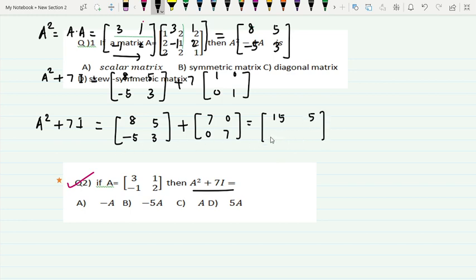This will be minus 5, and this is 10. So you can take 5 common from here. If we take 5 common, what will we get here? 3, 1, minus 1 and 2, which is the given matrix A. So we will get 5 into A. That means the option here is D.